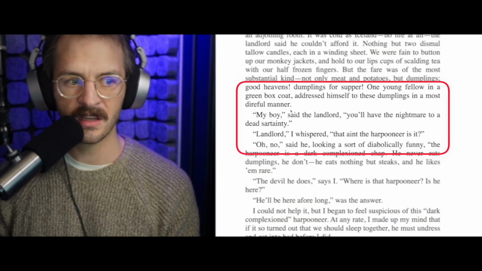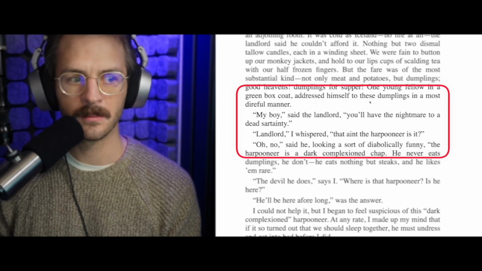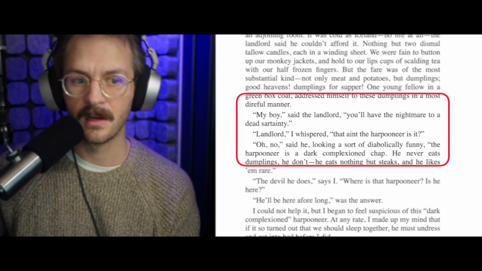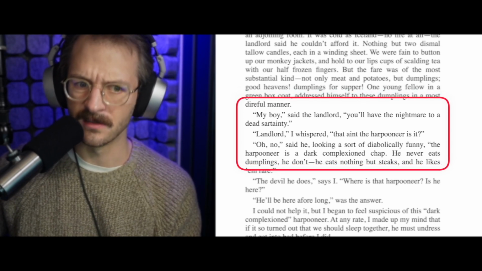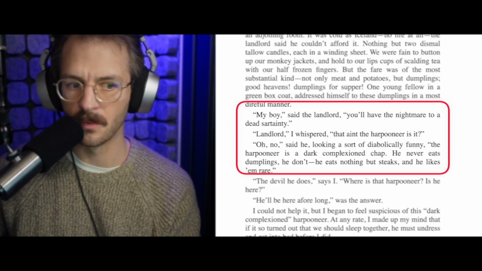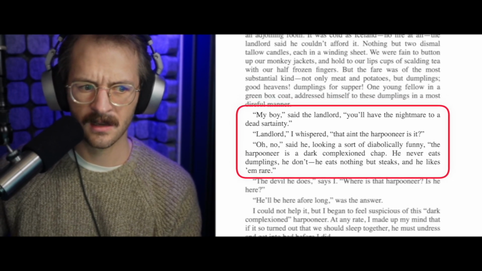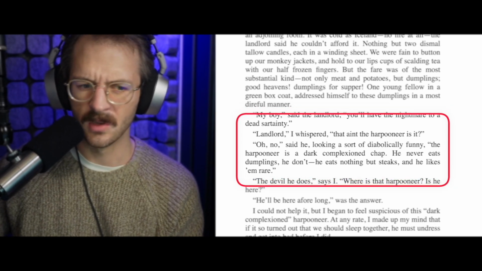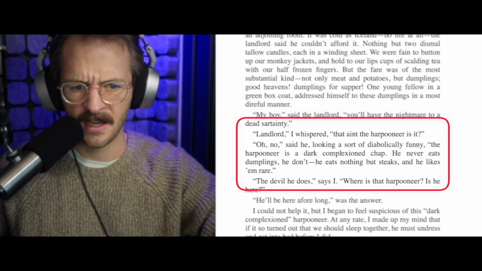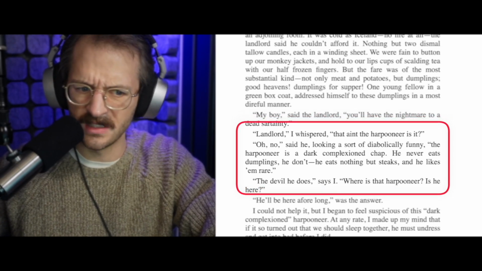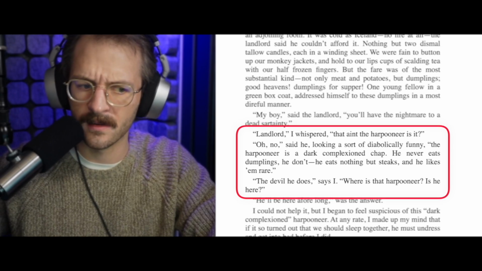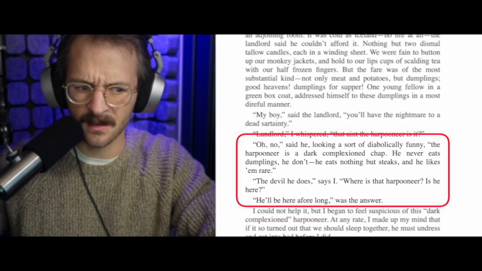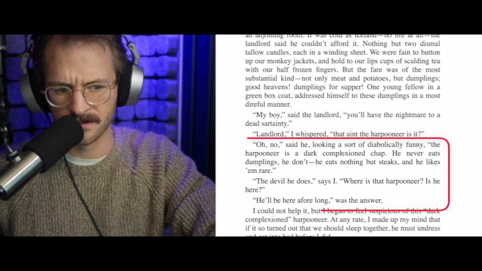One young fellow in a green box coat addressed himself to these dumplings in a most direful manner. My boy, said the landlord, you'll have the nightmare to a dead certainty. Landlord, I whispered, that ain't the harpooner, is it? Oh, no, said he, looking a sort of diabolically funny. The harpooner is a dark-complexioned chap. He never eats dumplings, he don't. He eats nothing but steaks, and he likes 'em rare. The devil he does, says I. Where is that harpooner? Is he here? He'll be here afore long, was the answer.